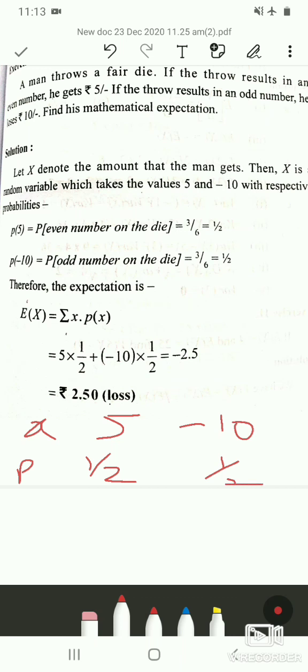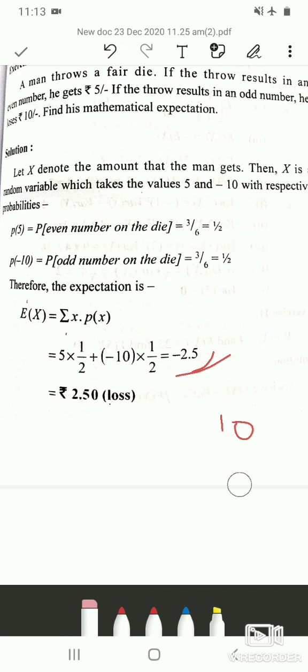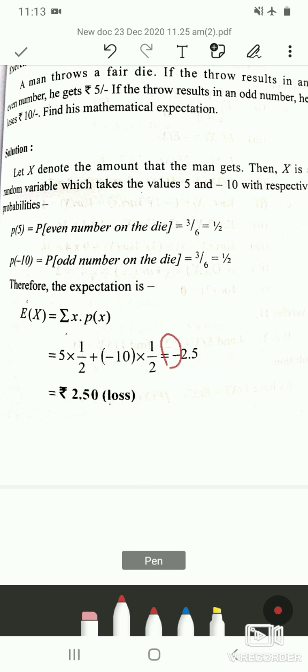Therefore, the expectation of X would be summation x into p of x. So 5 into 1 by 2 plus minus 10 into 1 by 2, which is minus 2.5. Therefore, the mathematical expectation is minus rupees 2.50. Here we have got a negative symbol. Therefore, we can say the person is at a loss, that is, 2.5 rupees he may lose.